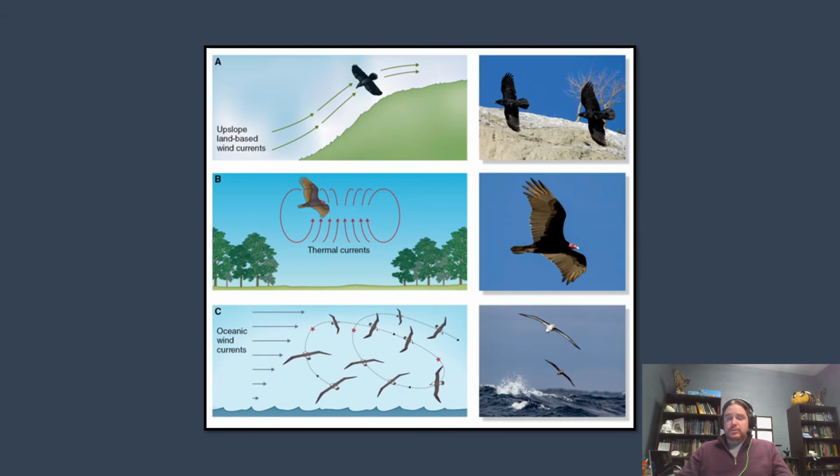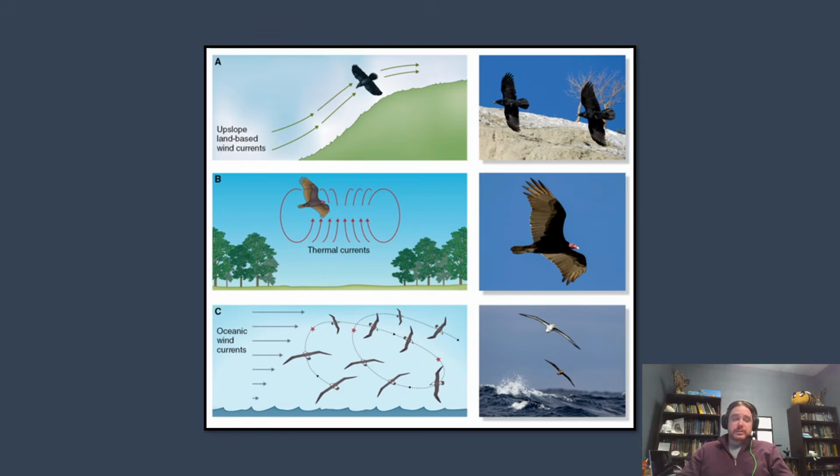The last one is dynamic soaring. It's really cool. So in dynamic soaring, wind currents drive wind out over the ocean. Wind closest to the surface is kind of slow, and as you rise up above the surface of the ocean, the velocity gradually increases. So the wind velocity increases.